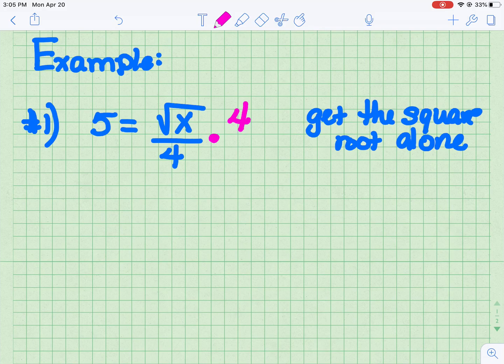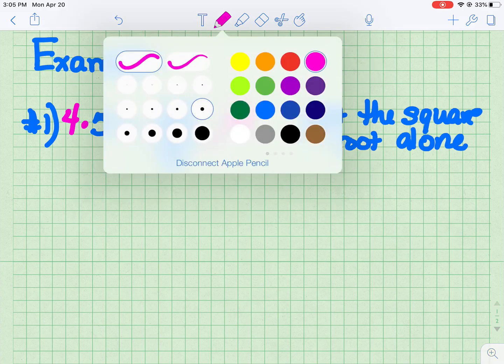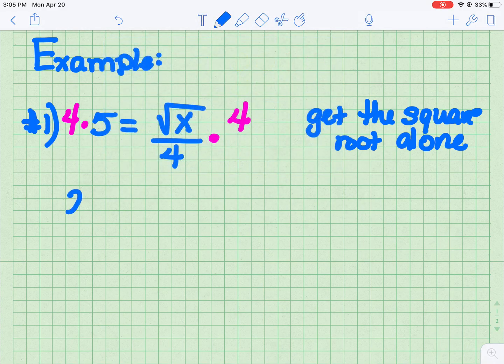But whatever I do to one side of the equation, I have to do to the other side of the equation. And so I'm going to multiply the other side by 4. Okay? Now let's see what that does for me. That leaves a 20 equals 4 over 4 cancel out, so now we're just left with the square root of x. So we've done our first step, which was to get the square root alone. The square root is now alone on one side of the equation.